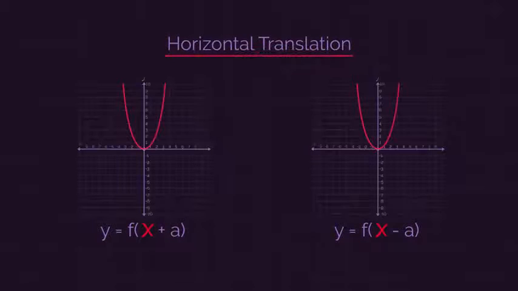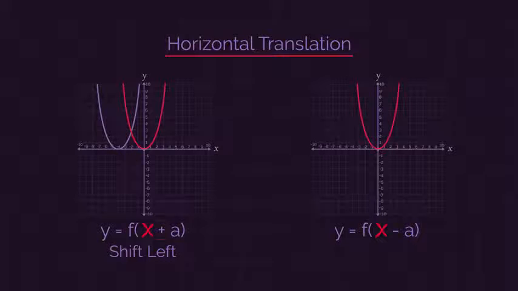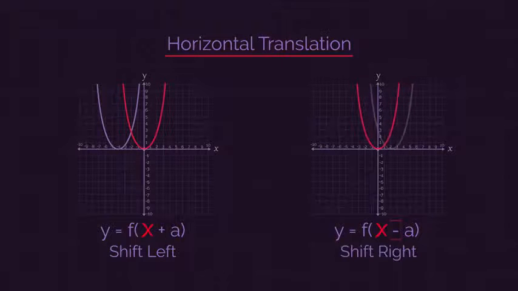The horizontal translations just have one little extra detail to remember. See how the +4 shifts the curve to the left? It seems a bit counterintuitive. Adding shifts the curve left, and subtracting shifts the curve to the right.